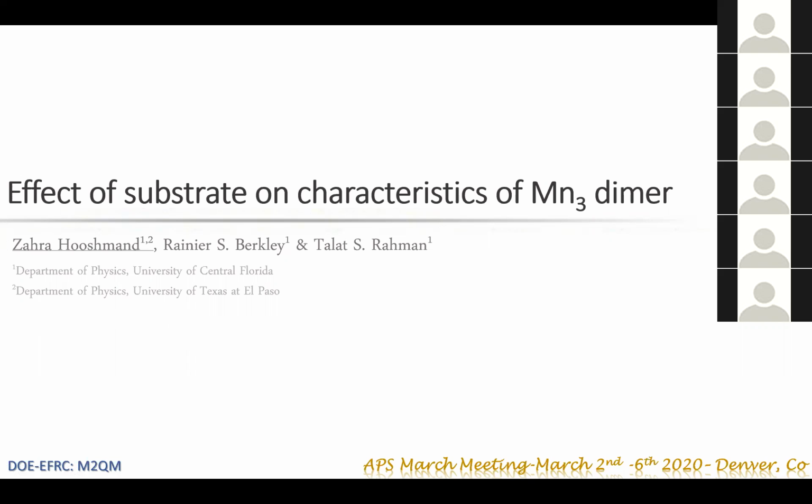I'll talk here about the effect of substrate on the characteristics of the Mn3 dimer, something that I will talk more about in the next talk. And this work is funded by the DOE EFRC that is located at the University of Florida, of which we are a part.